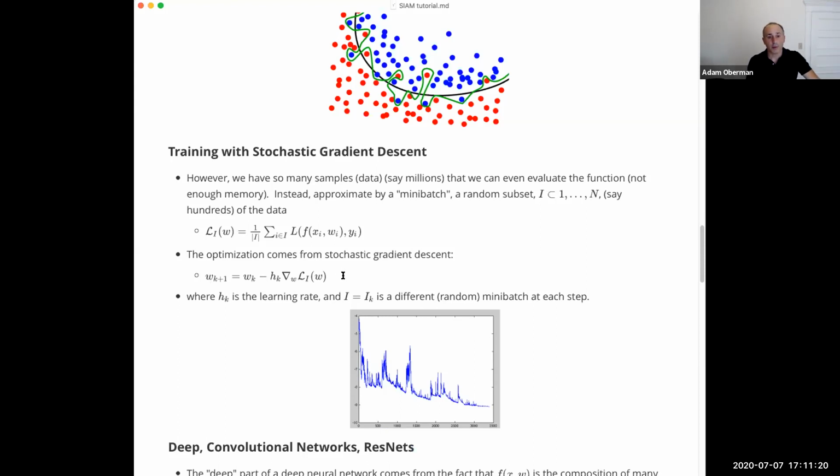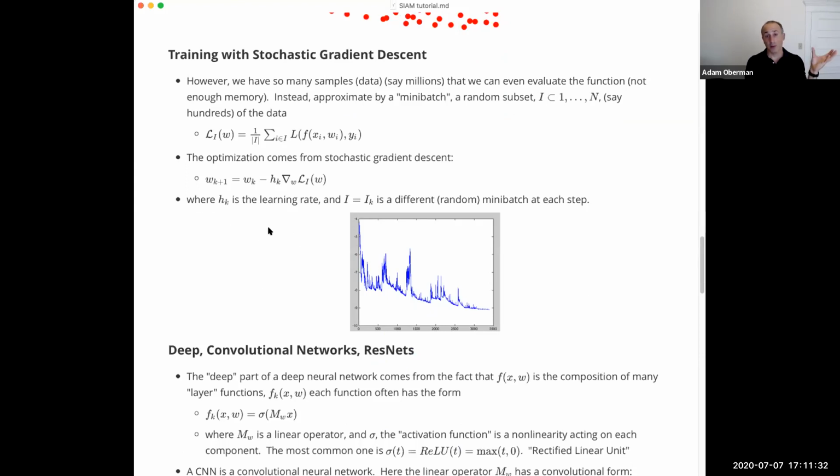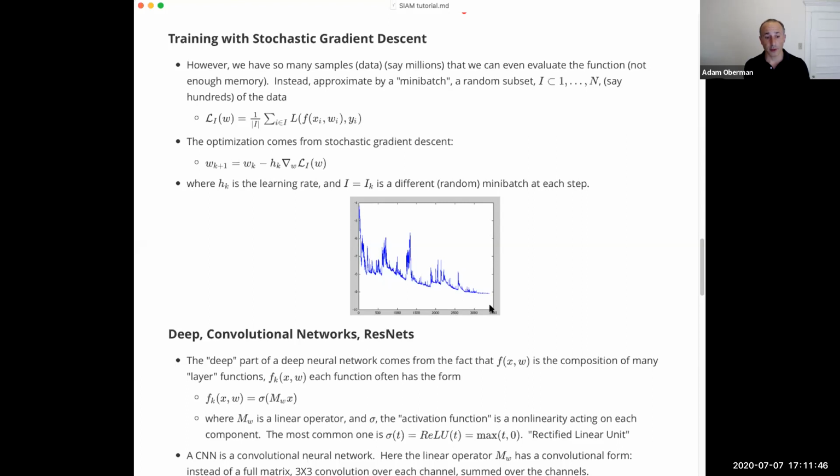Okay, so there's the optimization. It's a step with a learning rate or a time step, h sub k, of gradient descent on the gradient of the mini batch. And typically you decrease the learning rate or do something. And this is kind of a picture of the loss over a certain number, 3,500 steps. Okay, so that's training. When you're done training, you've learned the function. A little bit more about the architecture now.